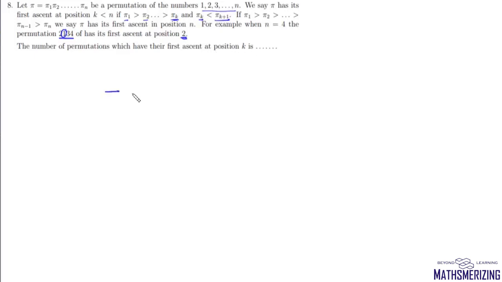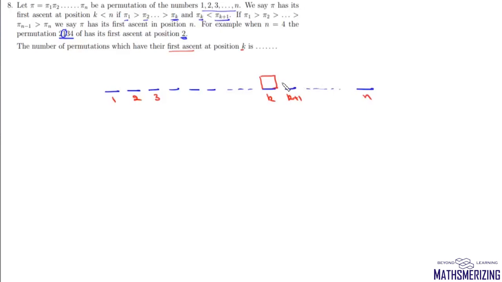So we have n permutations. So suppose we have these n positions, which is 1, 2, 3, and suppose it is k. This is k plus 1, and this is n. Now we need to find the number of permutations so that its first ascent occurs at position k. So that means we have some number in this position k such that all these numbers occur in descending order, and then this number at k plus 1 should be greater than the number at this position k.